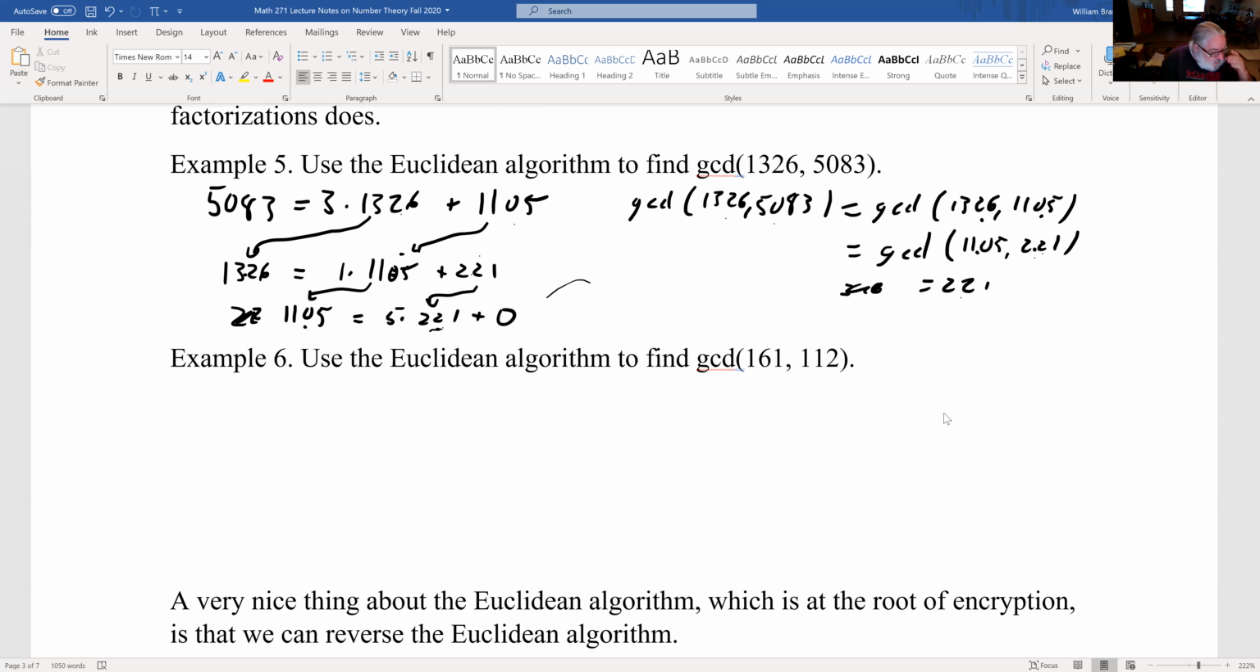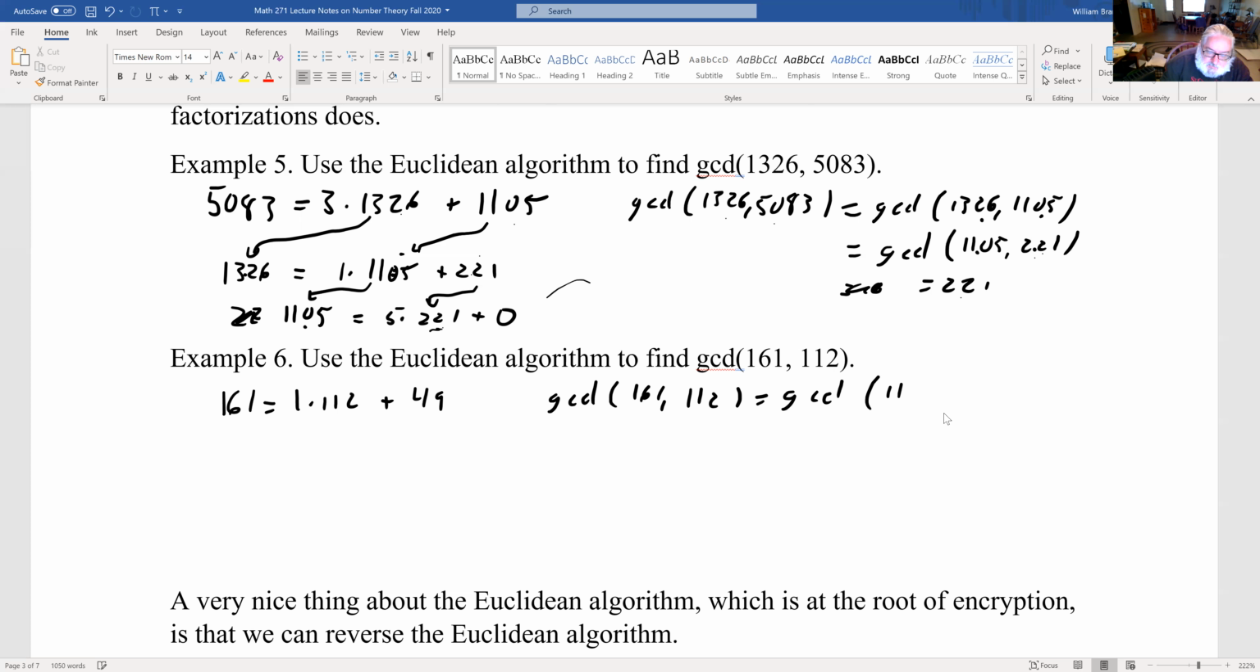What's the greatest common divisor of 161 and 112? Well, 161 is 1 times 112 plus 49. And so that tells me that the greatest common divisor of 161 and 112 is actually equal to the greatest common divisor of 112 and 49. So move things over. 112 is something times 49 plus something else. And that's going to be 2 times 49, because that's 98, plus 14. So this is going to be the greatest common divisor of 49 and 14.